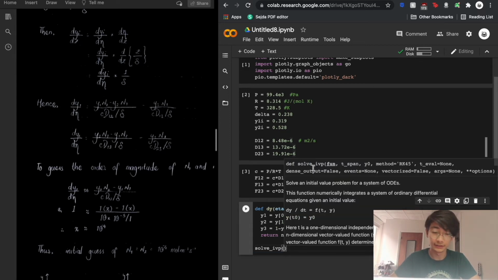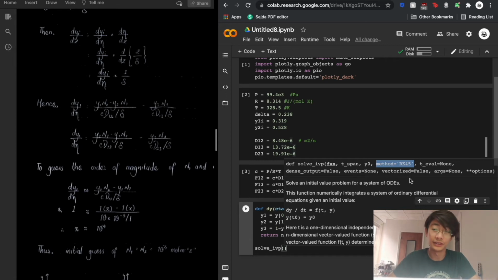Let's see how this is supposed to be set up. It's telling us that the first argument should be the function, and then the t-span, which is simply the span over which we're supposed to integrate. So in our case, it's supposed to be 0 to 1, which are the values for eta. And y0 is simply our initial starting values, the initial values of y1 and y2. And then the method we need to specify; for this case, we'll be using Radau.